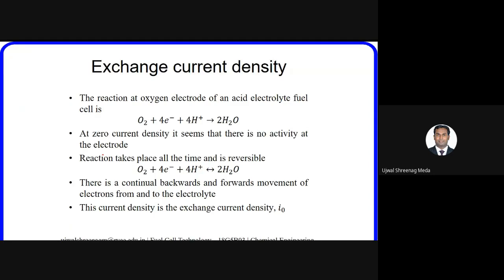The moment the fuel cell is turned on, this reaction starts, whether the current is being drawn out of the fuel cell by the load or not. These reactions are taking place, and these are reversible reactions.